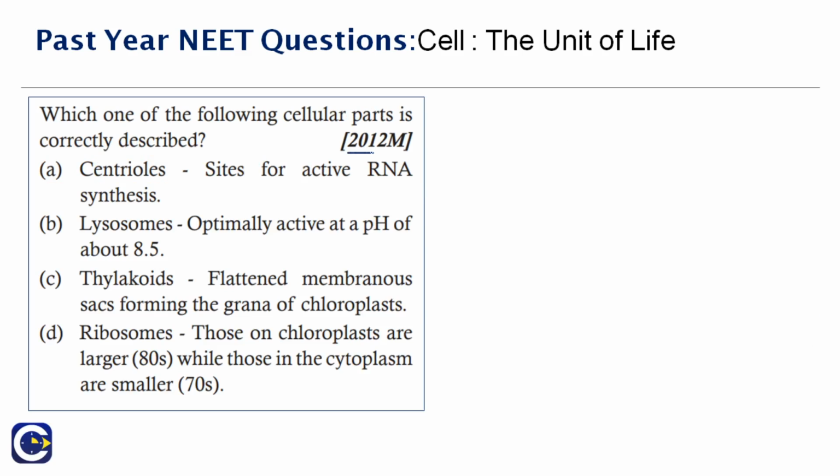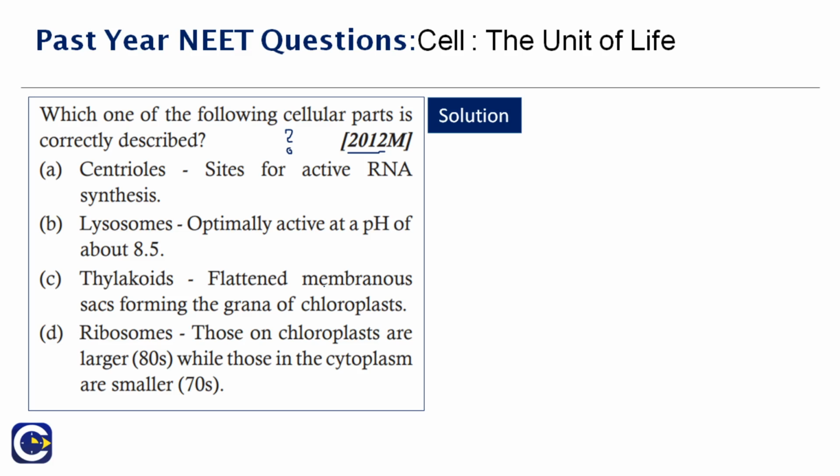This question was asked in the year 2012. Which one of the following cellular parts is correctly described? Now go to the solution. Let's go option by option. Centrioles, site for active RNA synthesis. Lysosomes, optimally active at a pH of 8.5. Thylakoids, flattened membrane sacs that are present in the grana of chloroplast. Ribosomes, those on the chloroplast are larger, 80S, while in the cytoplasm they are 70S. Of course option D is wrong, we can understand it from that.